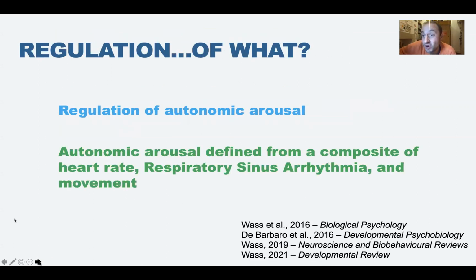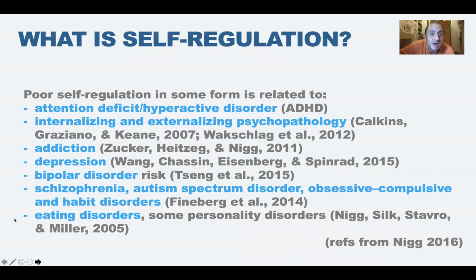When we're thinking about what exactly we're regulating, there are lots of different things we could consider. We're looking at the regulation of autonomic arousal, defined in our case from a composite measure: an average of heart rate, respiratory sinus arrhythmia, and movement. There's masses to say about that. Here are some citations. I'm not going to talk about why we made that decision today. Some people think about fractionation, subdivisions within the autonomic nervous system. We're treating it here as a one-dimensional construct. But get in contact with me if you've got any questions about that.